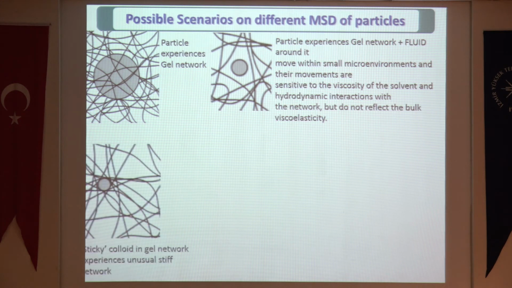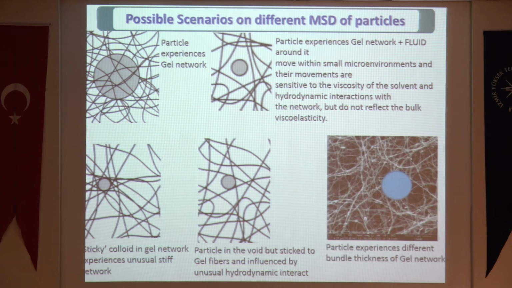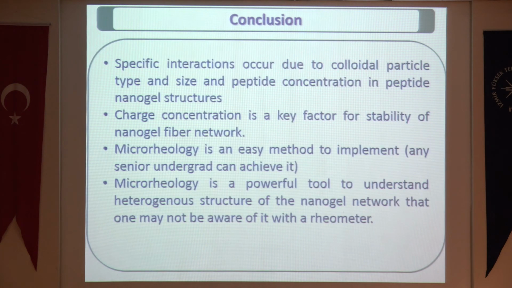And sometimes if there's a specific interaction, for example between the particles and the gel, then the stickiness of the particles can measure a tougher gel, which is not really true. And sometimes, even if the particle is in a void, it can attach to the gel, and then it can also measure a wrong viscoelastic coefficient. And again, I'm being the devil's advocate here. If you look at the SEM picture, not all the fibers have the same thickness. The thicknesses are different as well, so this is also a problem.